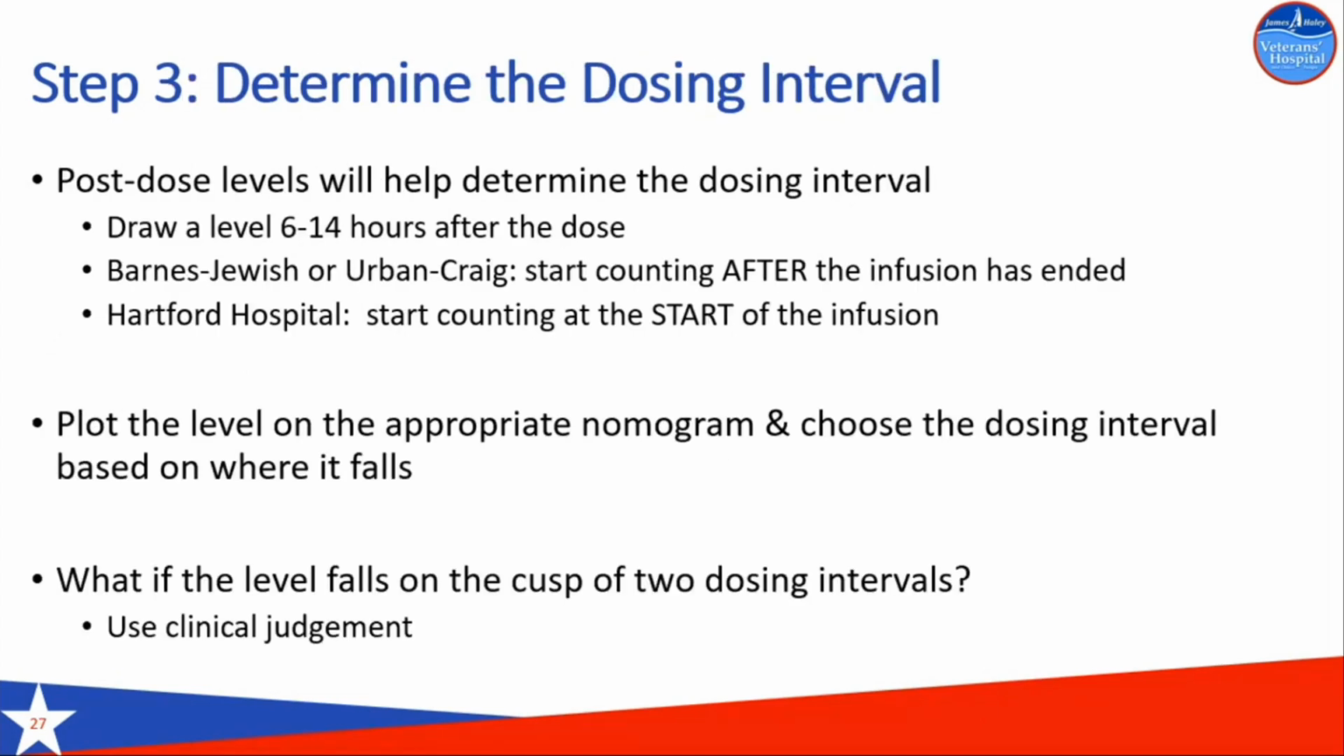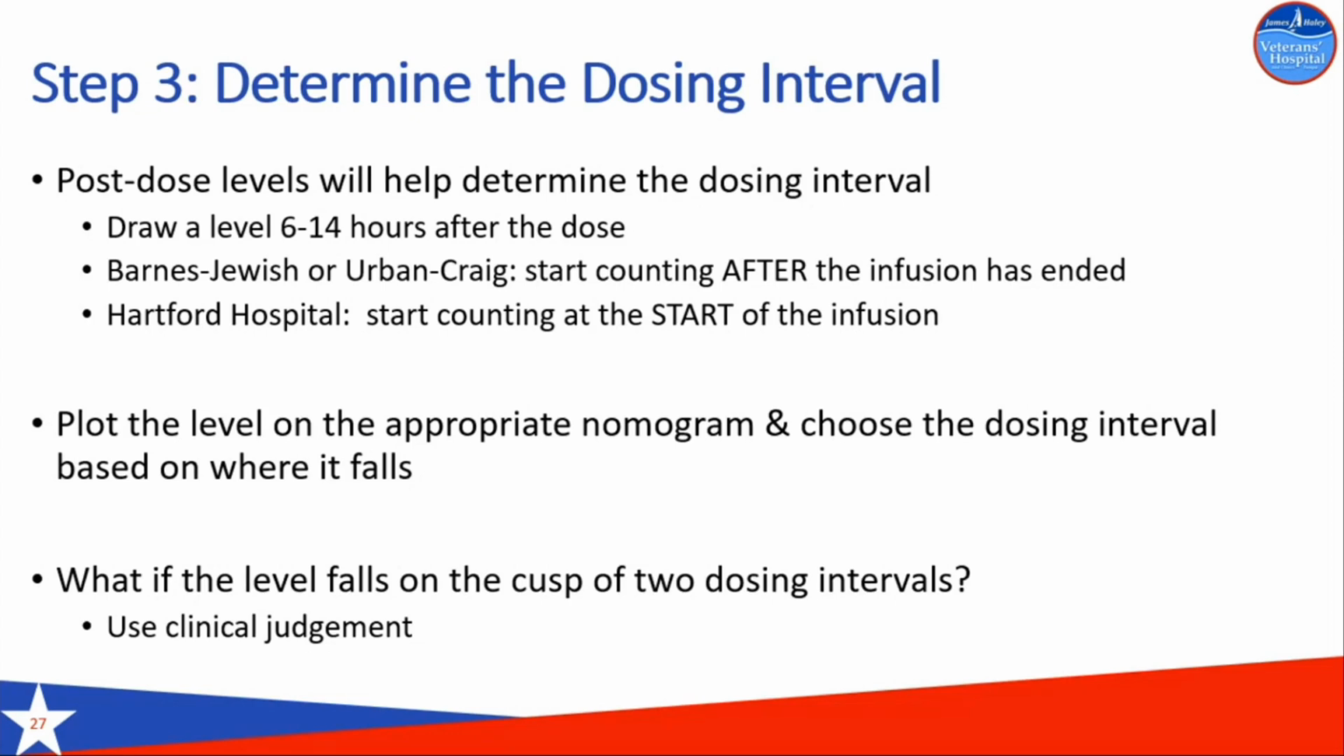Step 3, we want to determine the dosing interval. Post-dose levels will tell us what the optimal dosing interval is for our patient, and typically that's done at least 6 to 14 hours after the dose is given. There are some nuances depending on which nomogram you use. With the Barnes-Jewish nomogram, you start counting after the infusion has ended, whereas with the Hartford Hospital nomogram, you start counting at the start of the infusion. So just something to keep in mind.